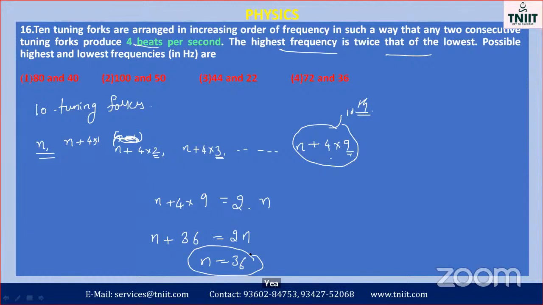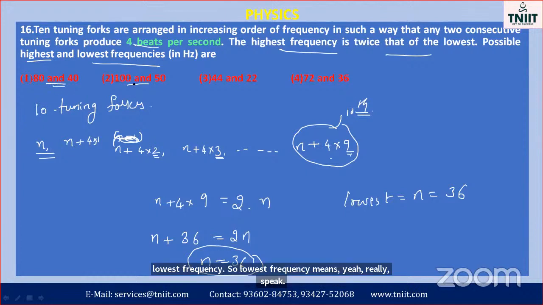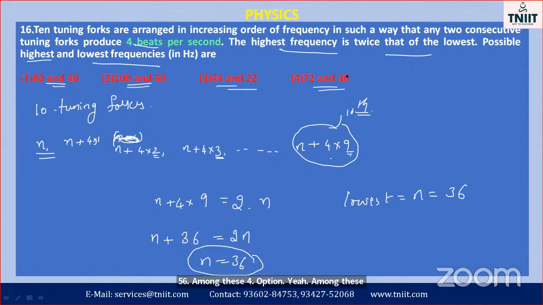So n is equal to 36. But they're asking you to find the highest frequency and the lowest frequency. Lowest frequency means n, which is equal to 36. Among these four options, only the fourth option has 36 as the lowest. So the fourth option will be the right answer.